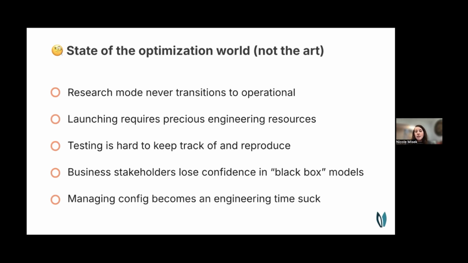And for this reason, business stakeholders can often lose confidence in these black box models since they don't have the ability to experiment themselves with some of these solutions and be able to build confidence in the approach that the decision modeler is putting forward. And then lastly, managing configuration can be an engineering time suck. If you have to file a support ticket with engineering every time you want to change the coefficient in your objective function, then it's just really not sustainable.